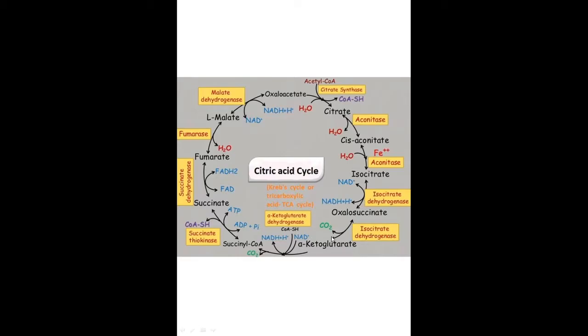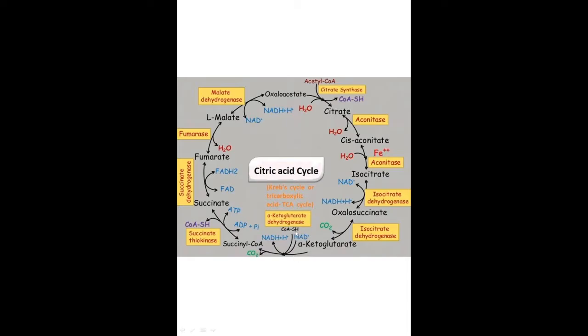The next reaction is spontaneous, catalyzed by the same enzyme isocitrate dehydrogenase, and where carbon dioxide is liberated. This reaction is a very important reaction. This is an example of oxidative decarboxylation, where alpha ketoglutarate is converted to succinyl CoA with the help of alpha ketoglutarate dehydrogenase.